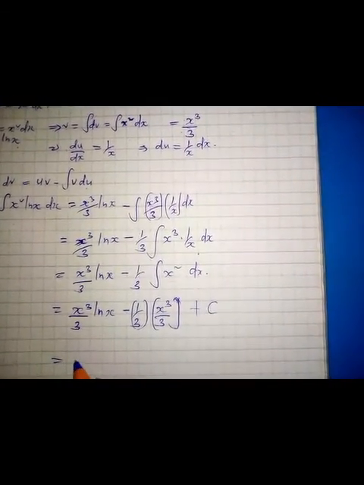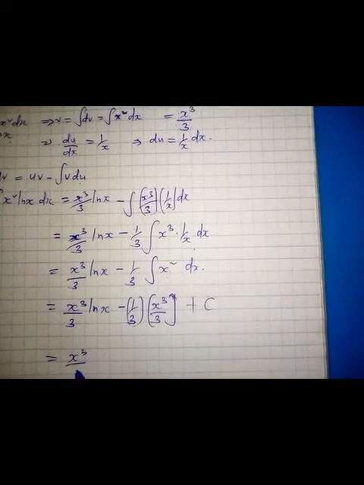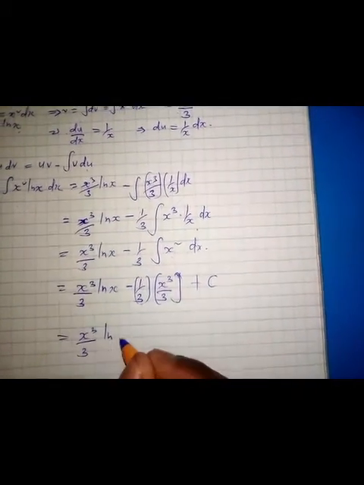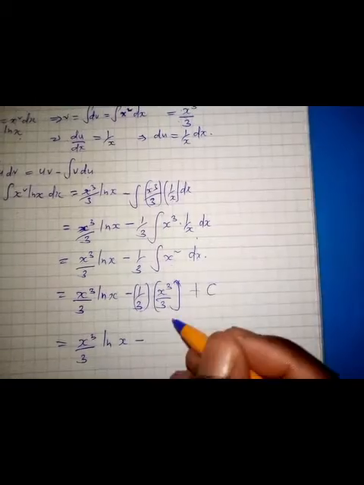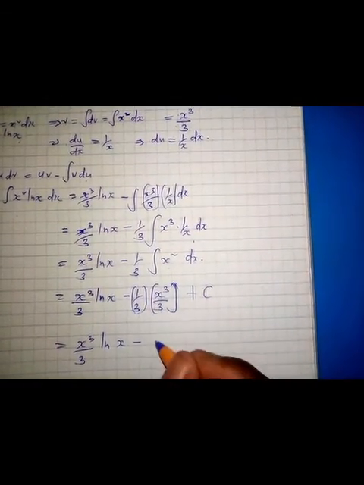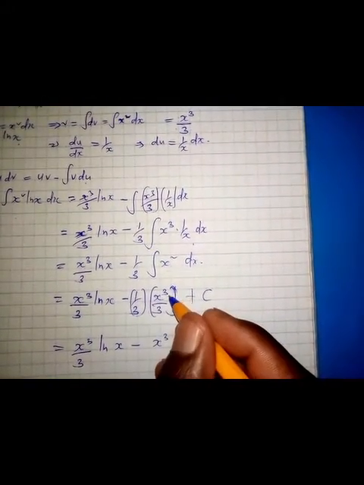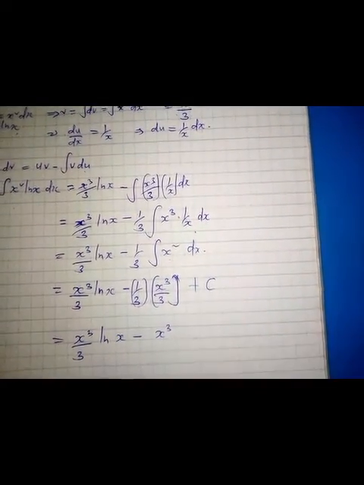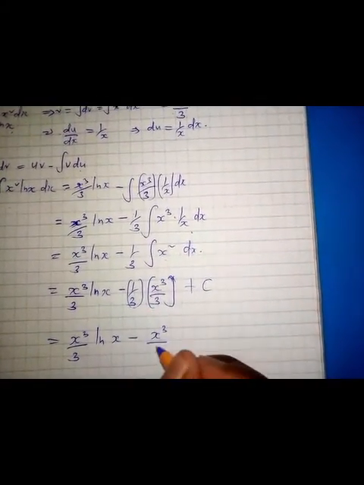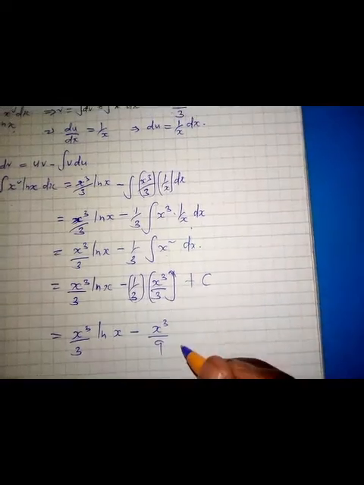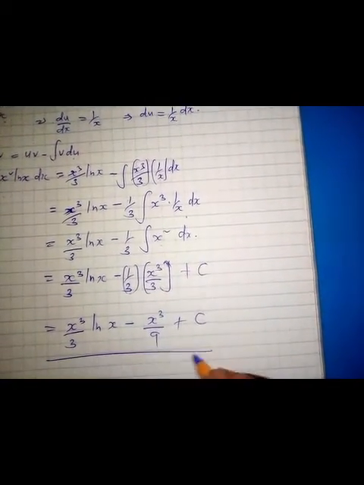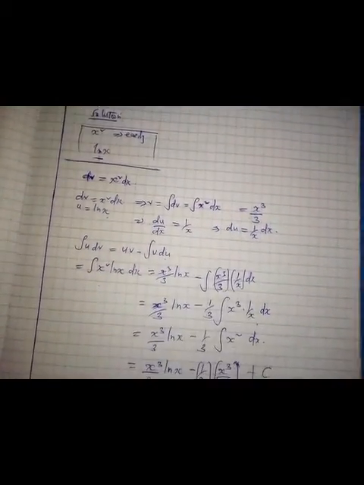So the final answer becomes x cubed over 3 ln x minus, this times this, we get x cubed over 9, plus c. That becomes our answer for this. Hope you have understood.